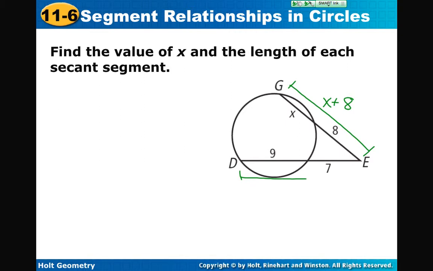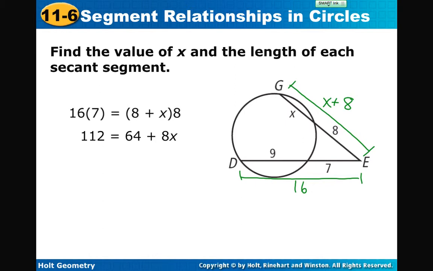Just like what's this whole segment? 9 plus 7, 16. For the theorem, we need to multiply those segments together. So you would take 8 times x plus 8, and you would take 7 times 16. Those are the parts that would multiply together. Distribute. Subtract 64. Divide by 8. x was 6.